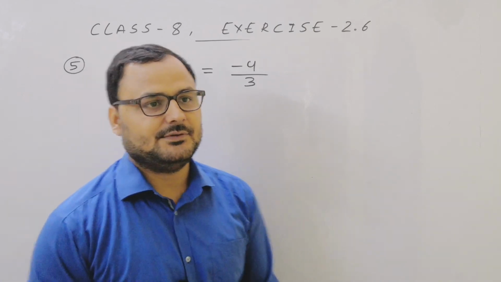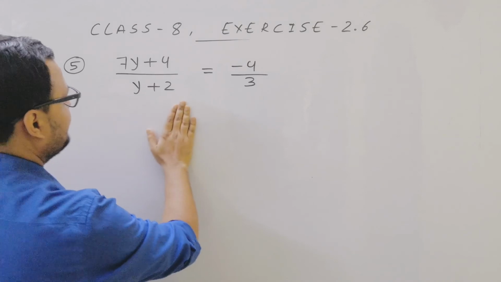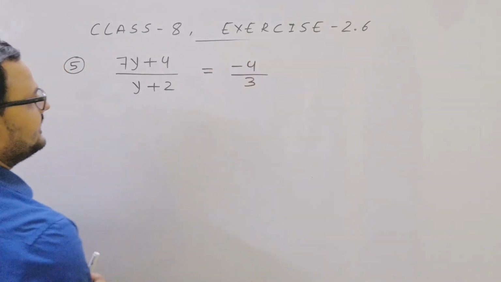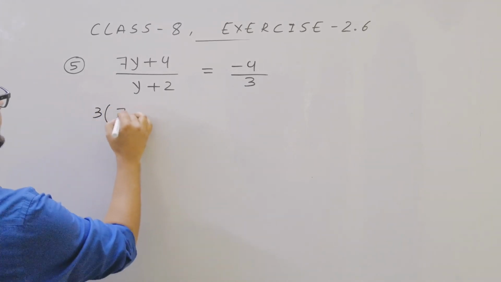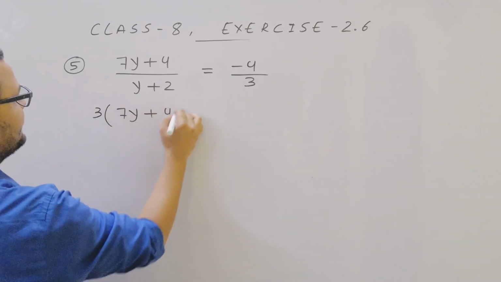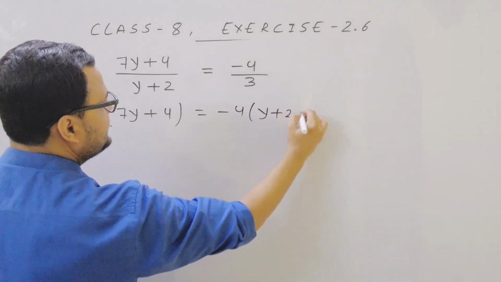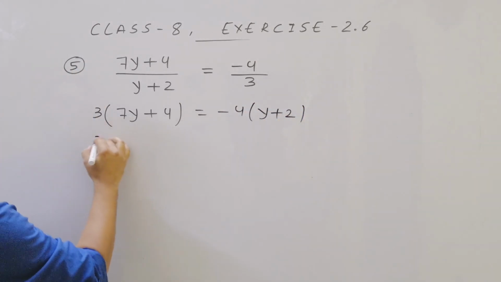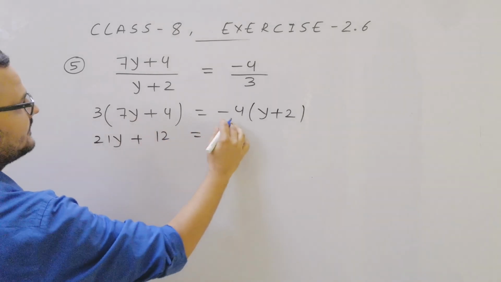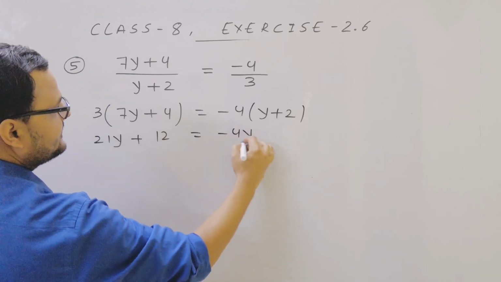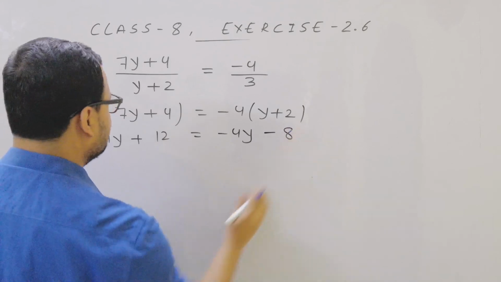Now the question number 5. It says (7y plus 4) divided by (y plus 2) equal minus 4 by 3. Again cross multiplication. 3 into (7y plus 4) equal minus 4 into (y plus 2). Now we got 21y, 3 into 4, 12, equal minus 4 into y, minus 4y, minus 4 into 2, minus 8.